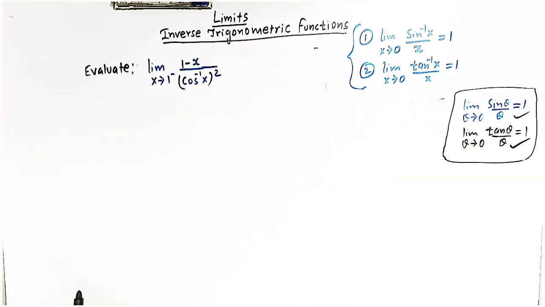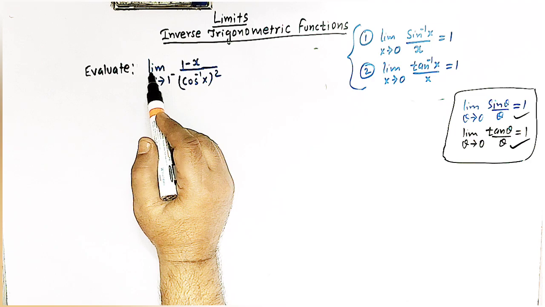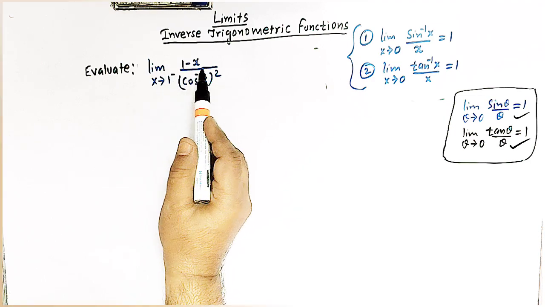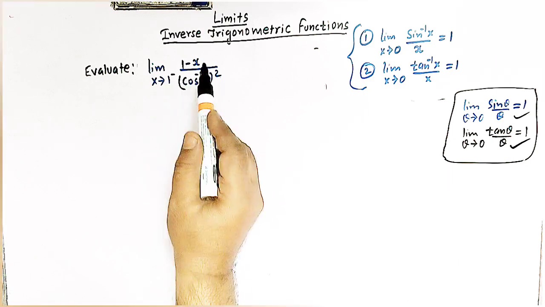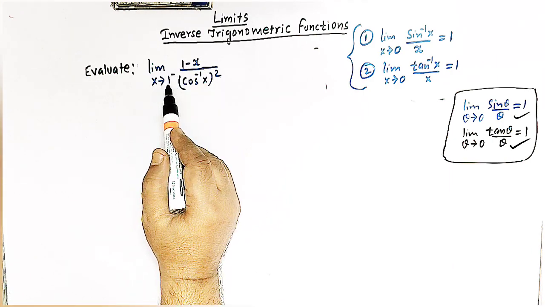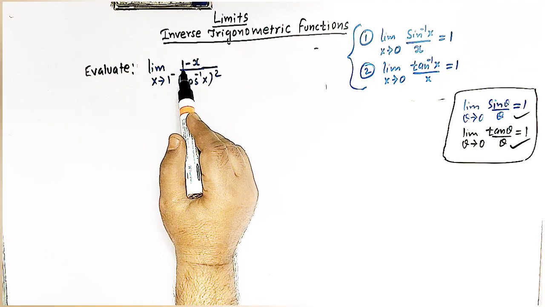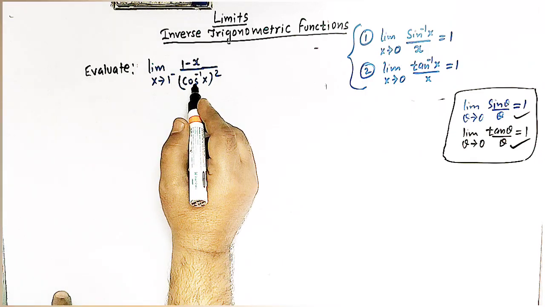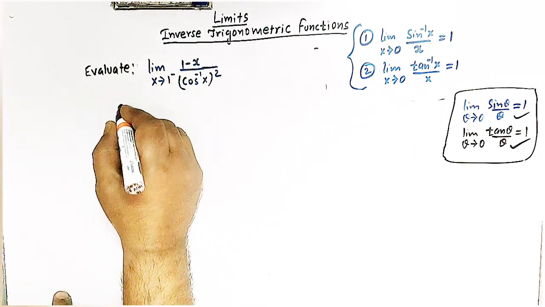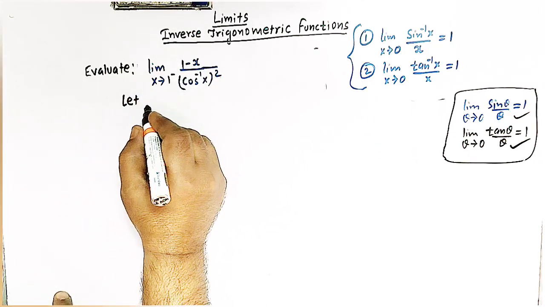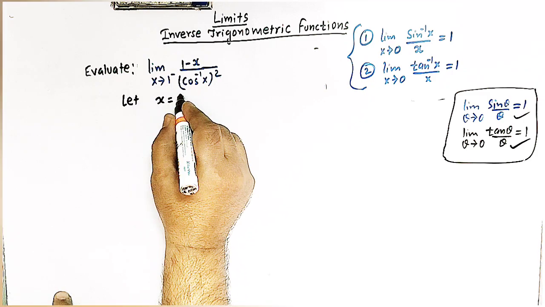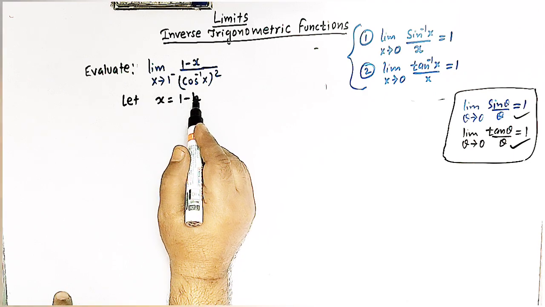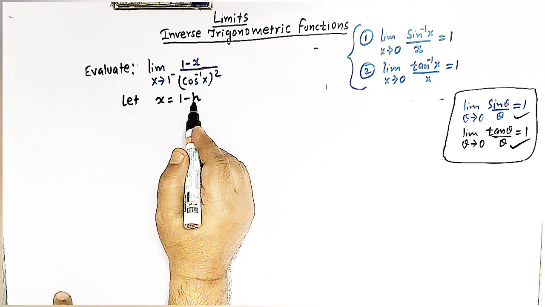So now let us consider another problem. Here we have to evaluate limit x tends to 1 minus. The negative sign shows that we have to find out the left hand limit of this function when x approaches 1. And here we have 1 minus x divided by the square of cos inverse x, right? So to evaluate this limit, let us first make this substitution, that is x is equal to 1 minus h, where h is a positive quantity and it is infinitesimally very small, right?